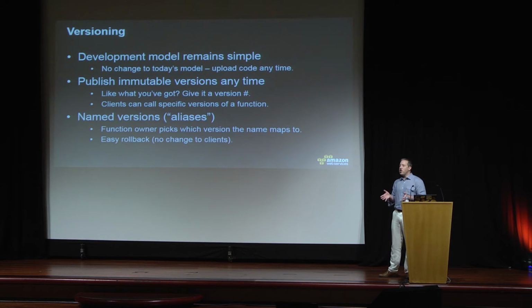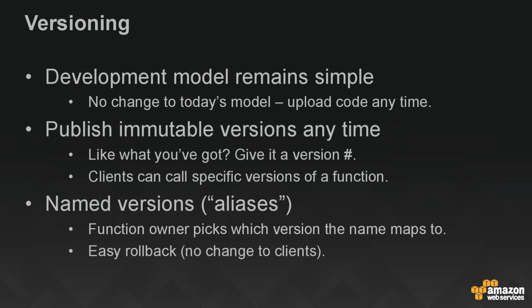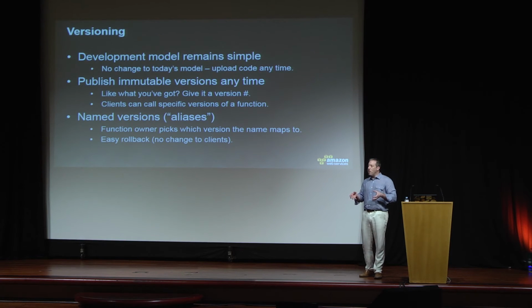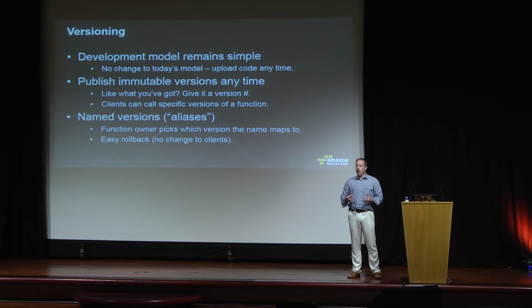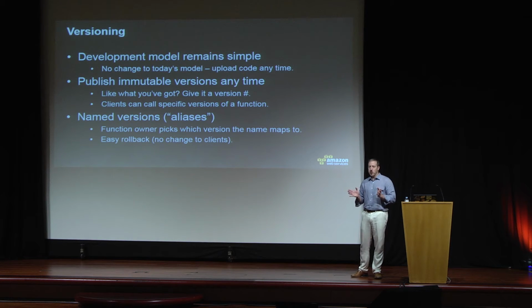And then finally, we launched a feature that a lot of enterprises have been asking for, which is versioning. So API Gateway gives you the capability to version the APIs that you use, and now Lambda offers you the ability to version the code that sits behind them. Now, the development model remains really simple. Nothing changes if you don't want to use versions. It works exactly as before. Anytime you feel like it, you can upload code to Lambda, and the current version of the function changes to be the code that you've just uploaded.